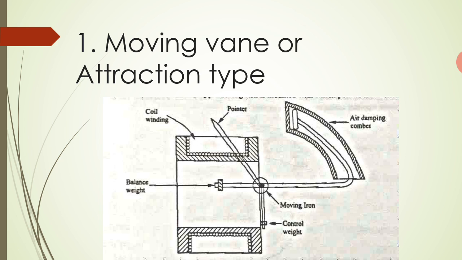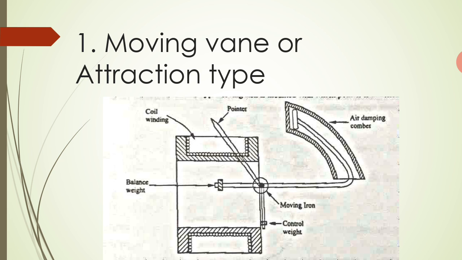In this case, deflecting torque: in the attraction type moving iron instrument, the deflecting torque is due to the force of attraction between the field of the coil and the moving iron disc, and controlling torque is achieved by gravity control.